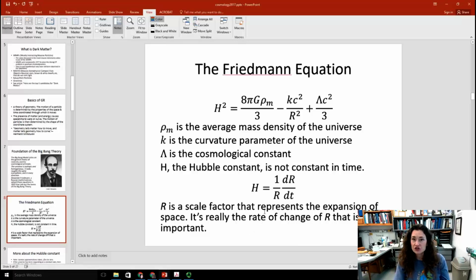And it's really the rate of change of this scale factor that's important, not so much what it is at any given time. Okay, so that's the Hubble constant, that's the R. And then lambda is your cosmological constant that we discussed in the lecture on general relativity. And of course, c is the speed of light, like it usually is. So those are the terms in the Friedmann equation.